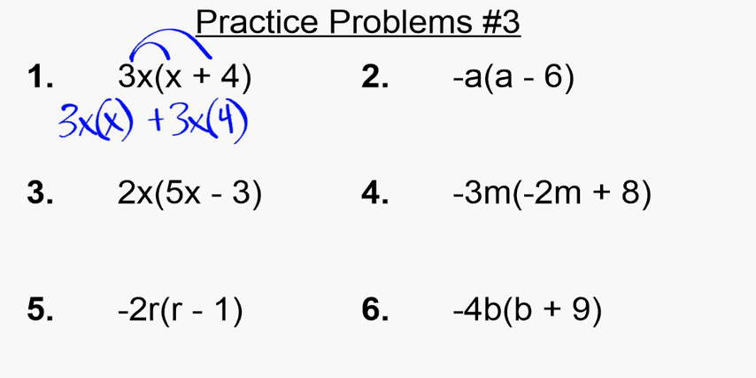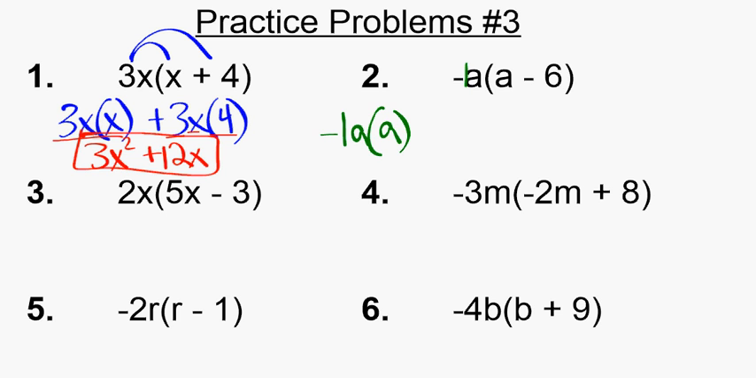What this is going to give us is 3x times x, that's 3x squared. And 3 times 4 is a positive 12, and don't forget your x. 3x squared plus 12x.